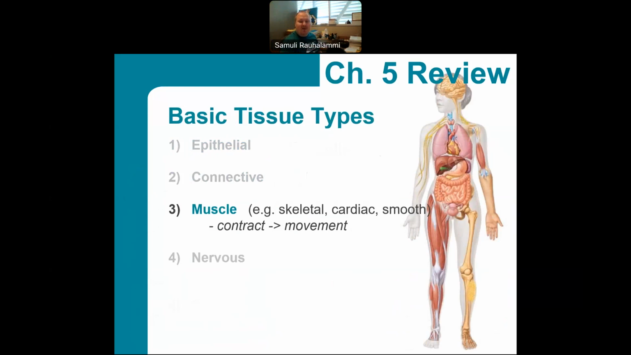In terms of cardiac tissue, we find that only in the heart, so important for pumping the blood around the cardiovascular system, around the body, under involuntary control. So you don't really have to think, I'm going to have a heartbeat now. It just automatically happens. And finally, smooth muscle, which is going to be important when we talk about, for example, regulation of the vessel diameter in blood vessels, or we see smooth muscle also in the digestive system, for example, also forming sphincters and so on, controlling the movement of material through it.